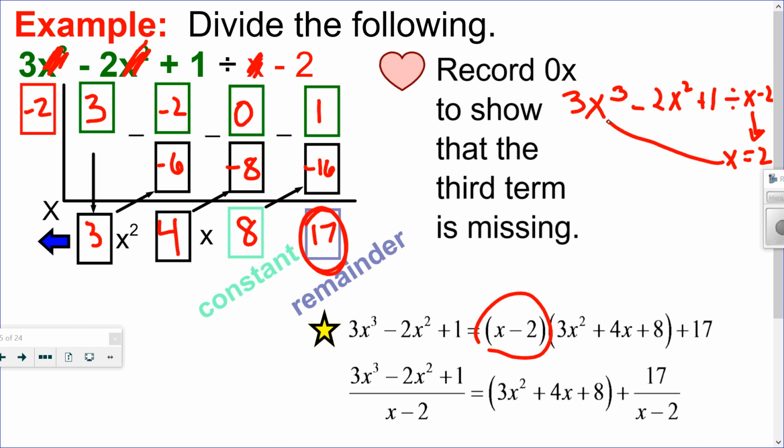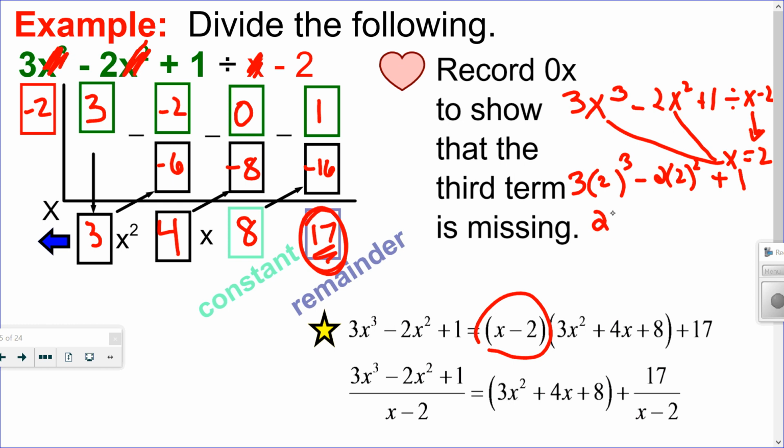So I'm going to take that and substitute it in there, and according to the remainder theorem, I should end up with 17. So let's just check if this works. 3 times 2 cubed minus 2 times 2 squared plus 1. So 2 cubed is 8, and 8 times 3 is 24. 2 squared is 4, times 2 is 8, plus 1. So I end up with 25, take away 8, which, lo and behold, is 17. So it looks like this remainder theorem works.